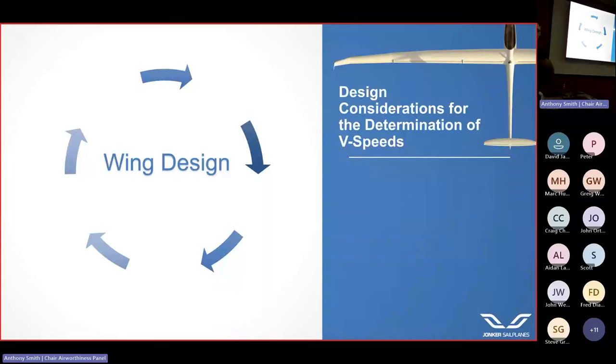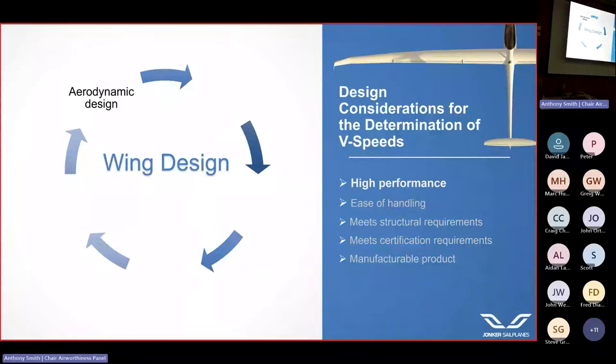We very seldom reach a design the first time around. So obviously we start with the aerodynamic design to create high performance. And that's defined in geometry. The geometry adds to the performance, but it also heavily contributes towards handling.